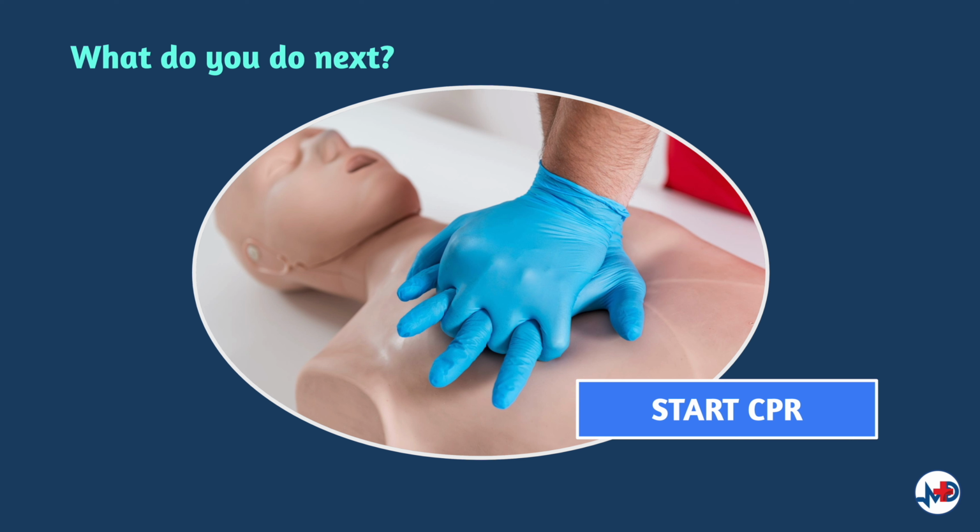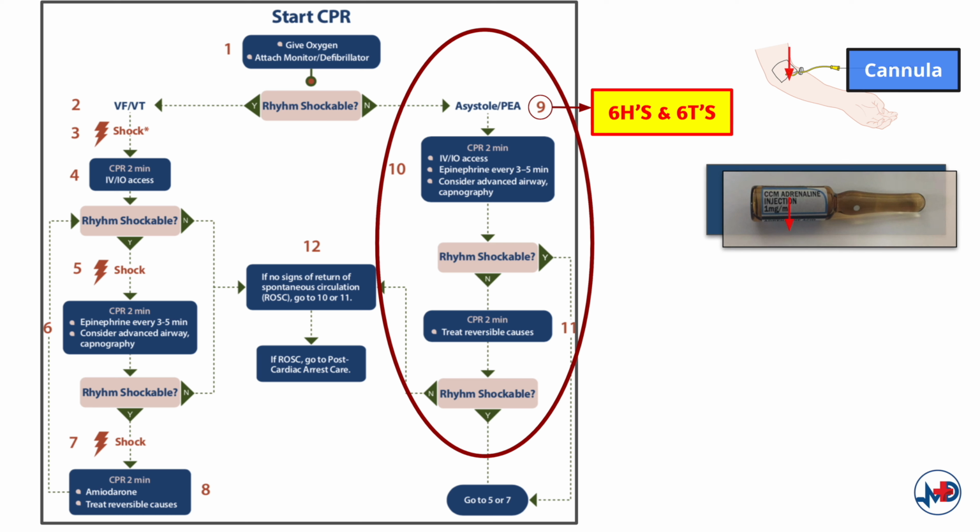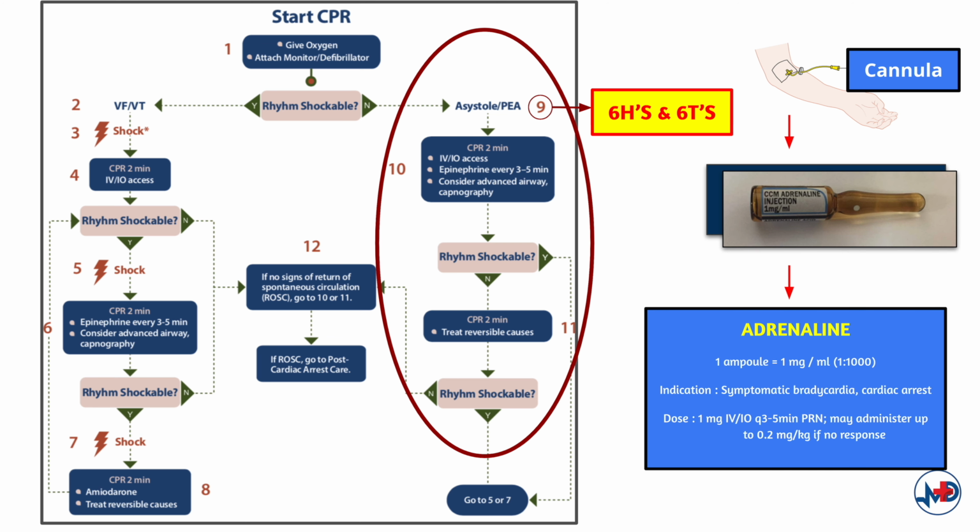So what do you do when you see these two rhythms instead? Remember that they are non-shockable rhythms, hence start CPR as soon as possible. Refer to the flowchart in the red circle here. While chest compressions are being delivered, get help from your colleagues to secure intravenous access. IV adrenaline 1 milligram is administered every 3 to 5 minutes. Your senior will consider placing an advanced airway, which is an endotracheal tube, to ensure oxygenation and ventilation are not disrupted.